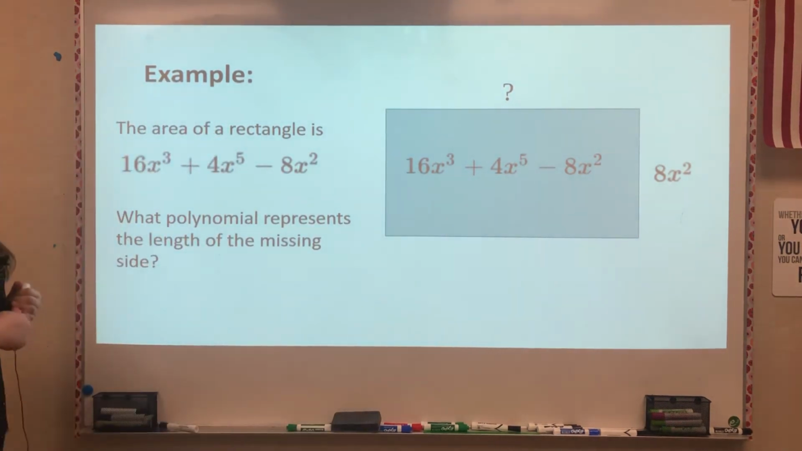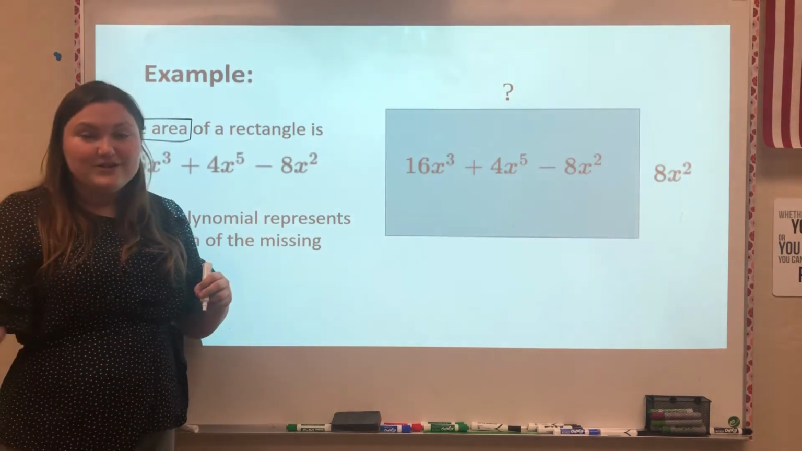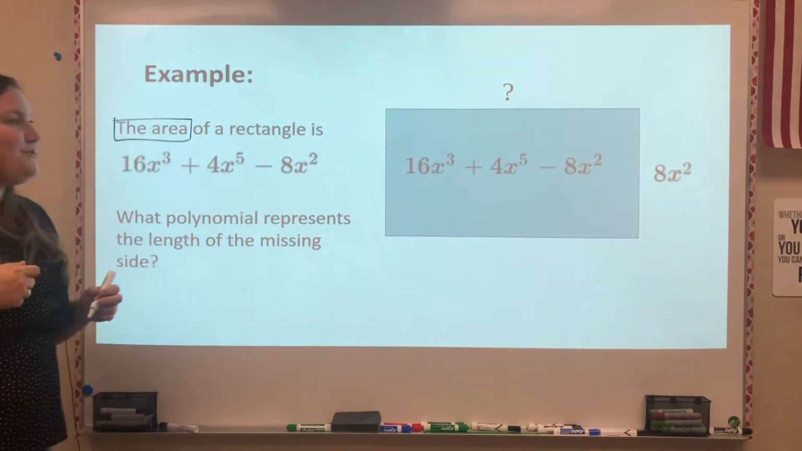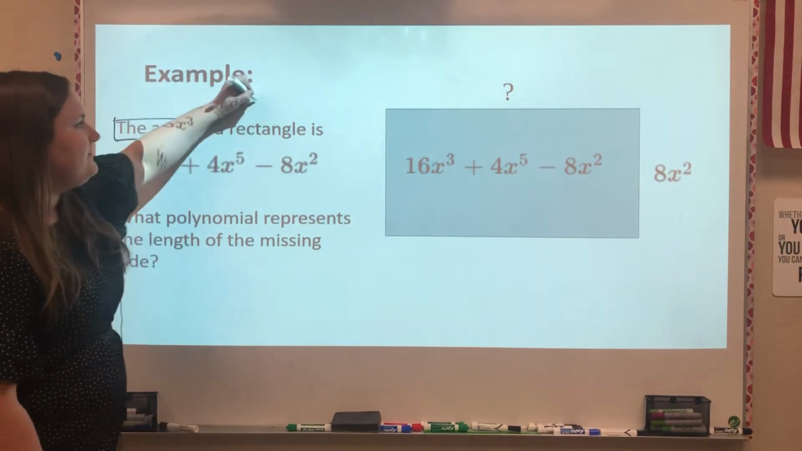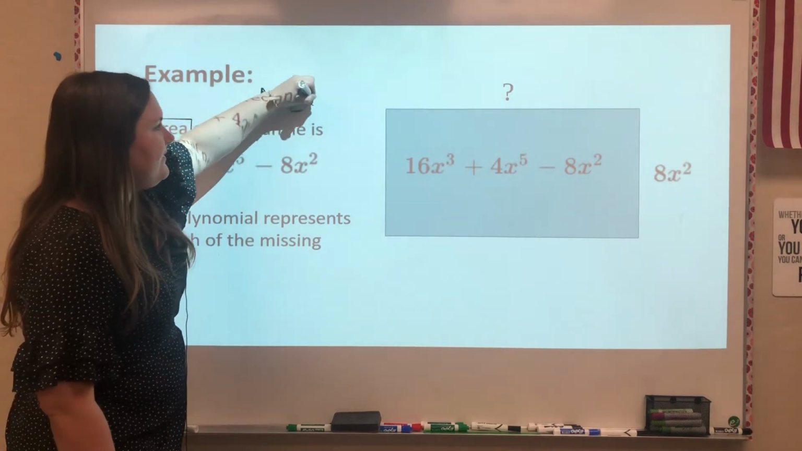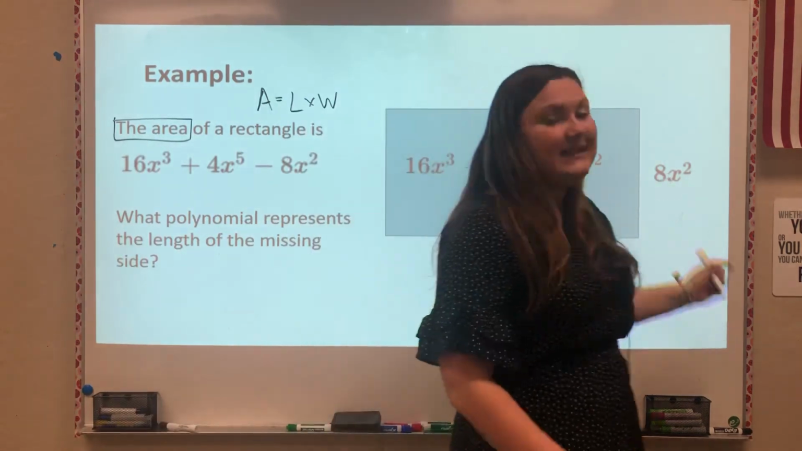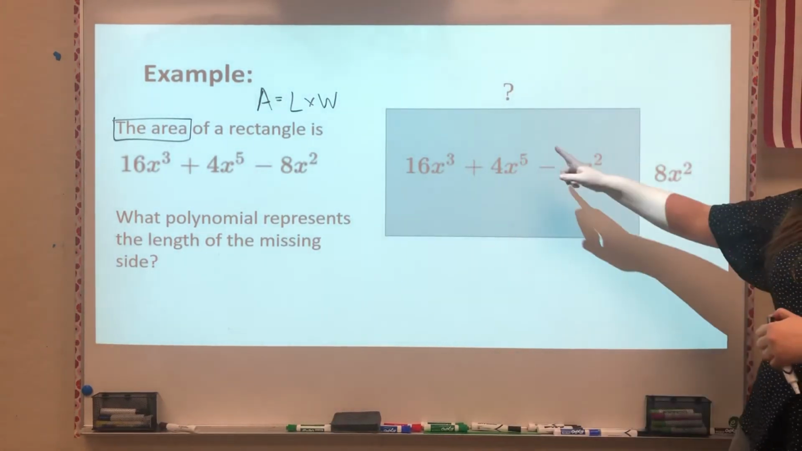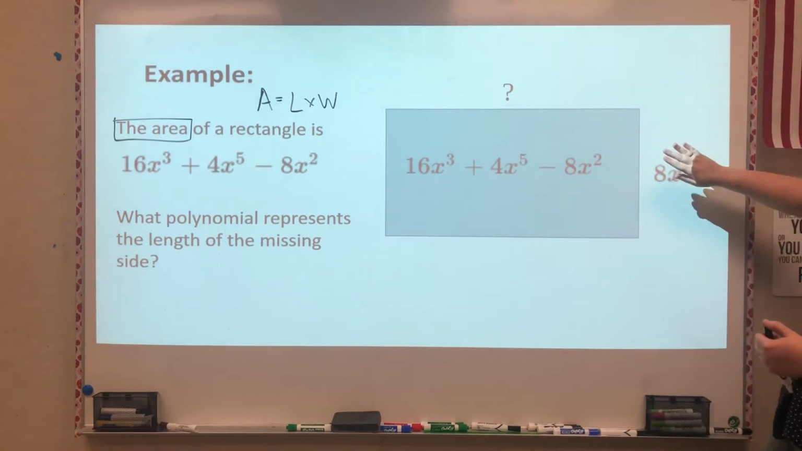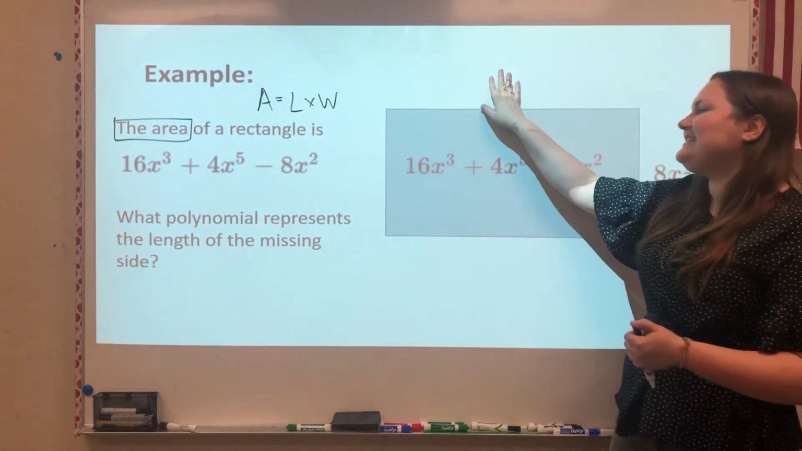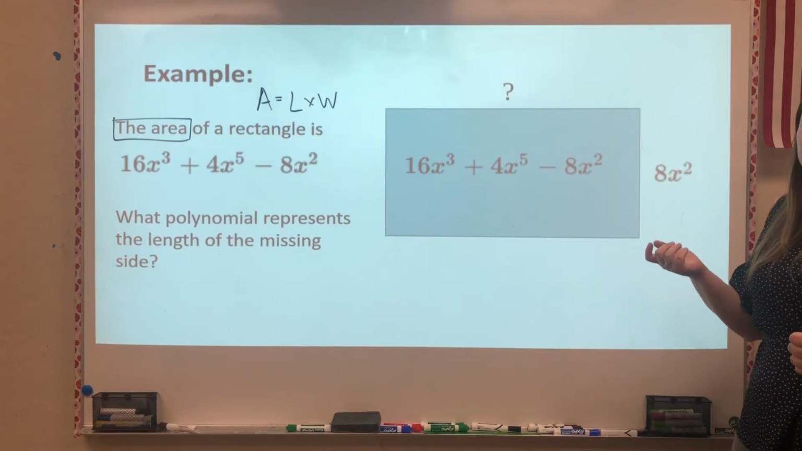Now, if I come back to the question, notice the question is talking about area. I gave you a question about area earlier on. What do you remember about finding area? Well, to find the area of a rectangle, area equals length times width. So what this problem is telling me is I know one side is 8x squared. I don't know what the other side is, but area is length times width. So I know that if I multiply this side times this side, it's going to give me this as the area.